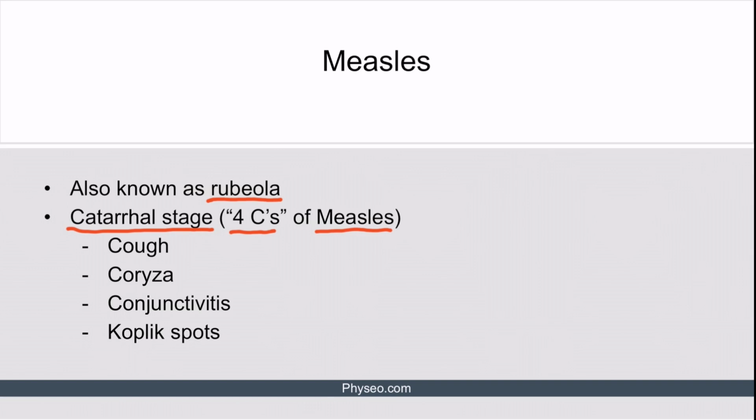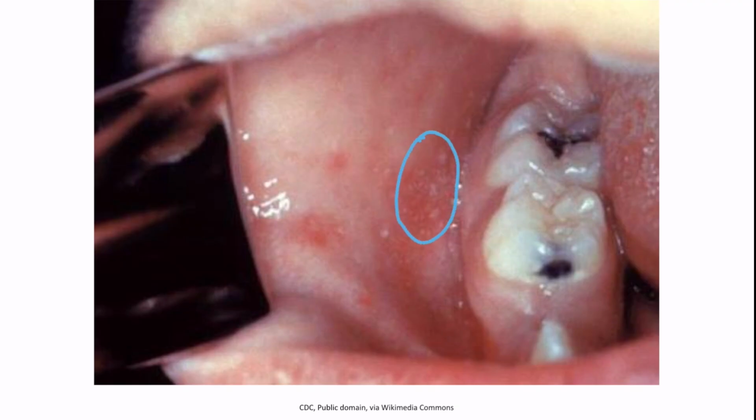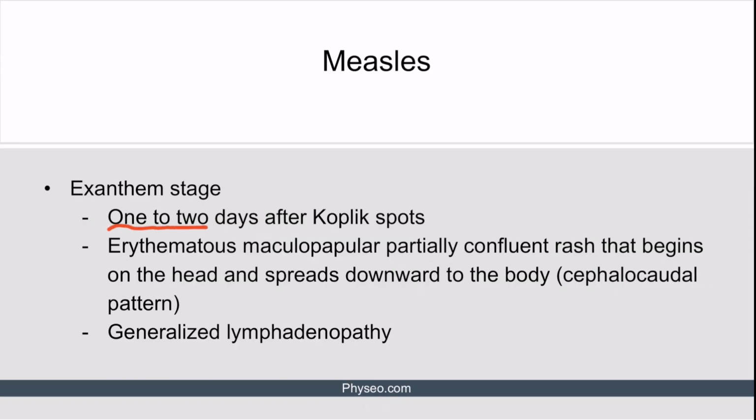Coryza is an inflammation of the lining of the nose, leading to rhinorrhea, and conjunctivitis. Koplik spots are pathognomonic for measles. They're often described as small blue or white spots that are found on the buccal mucosa. Here's an image of Koplik spots, which are, again, characteristic of measles. And as we can see in this image, they're classically found on the buccal mucosa. While they're often described as white or blue spots, they can also appear as erythematous spots, as is the case in this patient.